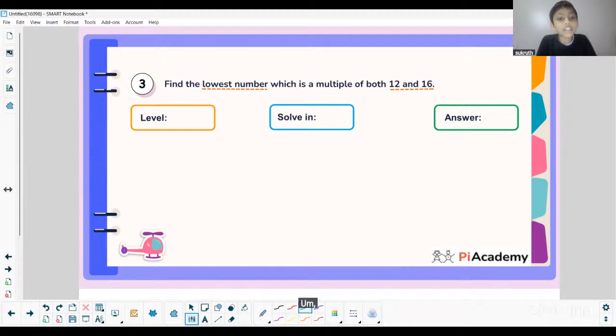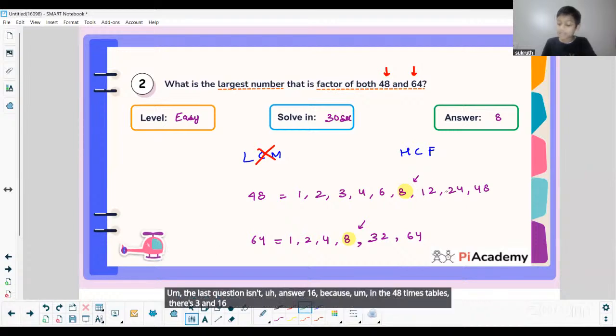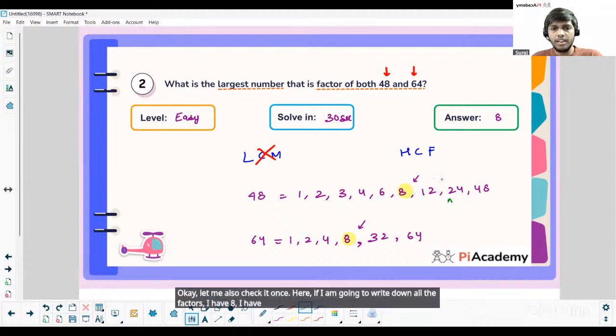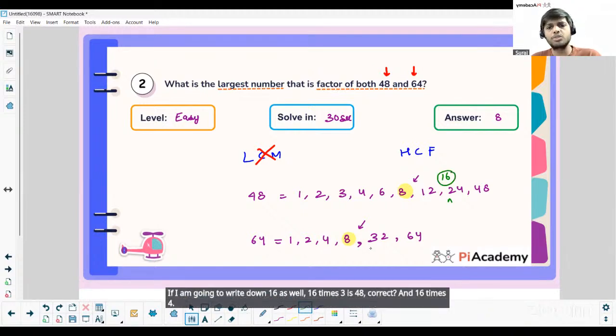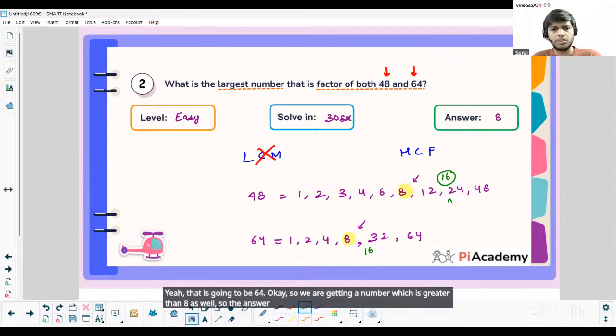For the last question, isn't the answer 16? Because in the 48 times table there's 3 times 16, and in the 64 times table there's 4 times 16. Okay, let me also check it once. Here, if I write down all the factors, I have 8, I have 12. If I write down 16 as well, 16 times 3 is 48, correct? And 16 times 4, yes, that is going to be 64. So we are getting a number which is greater than 8 as well. So the answer should be equal to 16. I would request everyone to please update this answer here.